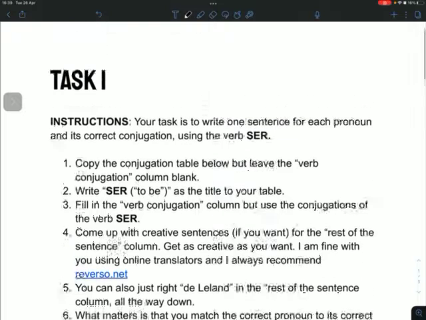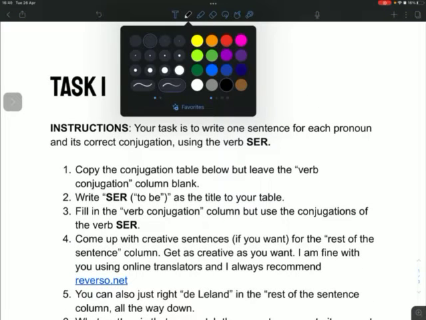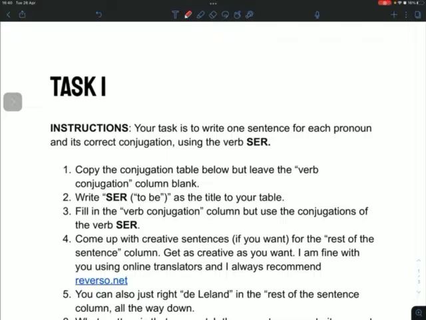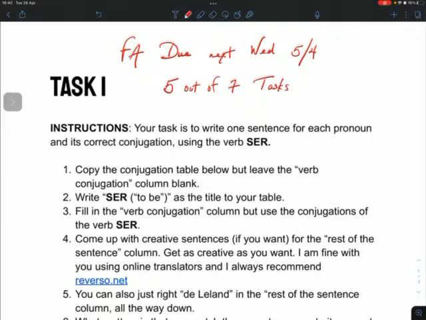Before I do this, I just want to make sure that you know that everything is due for this final assessment. And this final assessment is due next, what is it, Wednesday, May 4th. Okay? And you only need to do or present in your notebook 5 out of 7 tasks. But it has to be in your notebook.